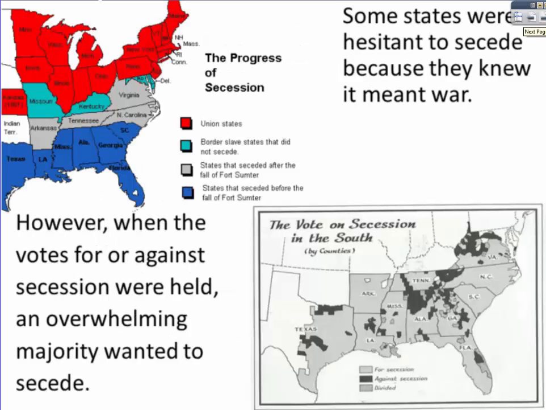Some states were hesitant to secede because they knew it meant war. However, when the votes for or against secession were held, an overwhelming majority wanted to secede.